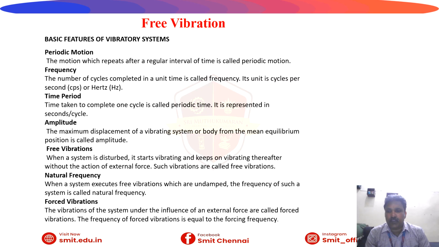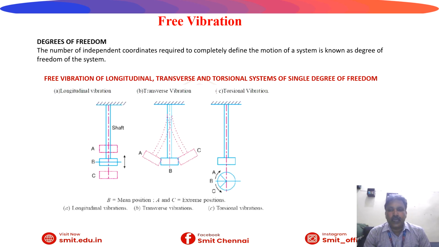These are the various features. Everybody must know the basic definitions: periodic motion, frequency, time period, amplitude, free vibration, natural frequency, and forced vibrations. Then degrees of freedom, in short DOF. The number of independent coordinates required to completely define the motion of a system is known as the degree of freedom of the system.